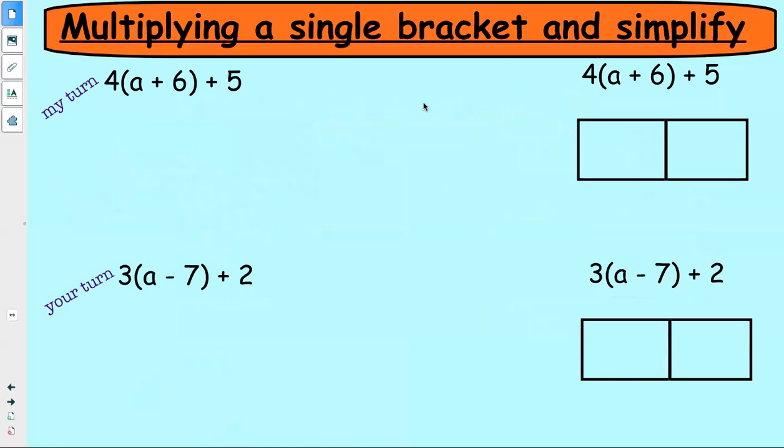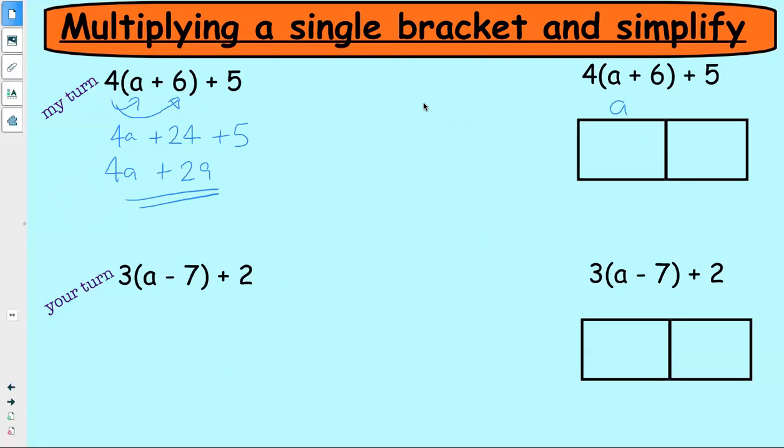Okay. Again, we'll just go to a few more examples. You can see the top part is my turn and then it goes to your turn. I'm just going to use the 2 methods again. So the first one, 4 multiplied by A is 4A. 4 multiplied by 6 is 24, or positive 24. And then you're adding that other 5 on at the end. That becomes 4A. Remember, you can only add like terms together. So that 5 gets added to your 24, not your 4. So it becomes 4A, add 29.